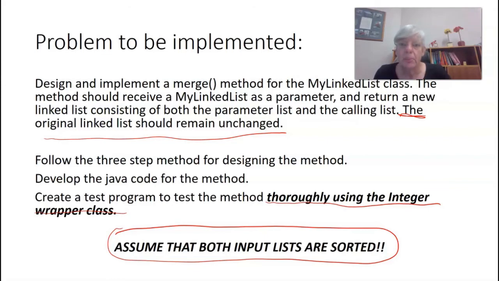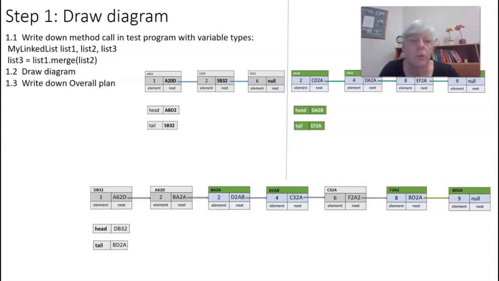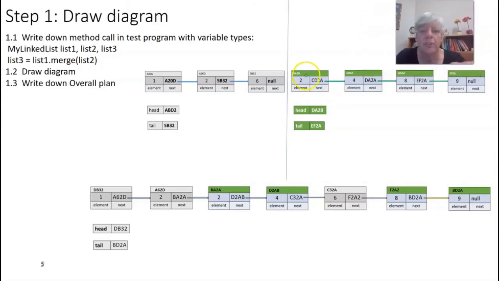What does merge mean? It means before you start, you have two separate lists, a green one and a grey one. And these lists are both sorted. 1, 2, 6 are sorted. 2, 4, 8, 9 is sorted. And you have to merge them into one merged list.